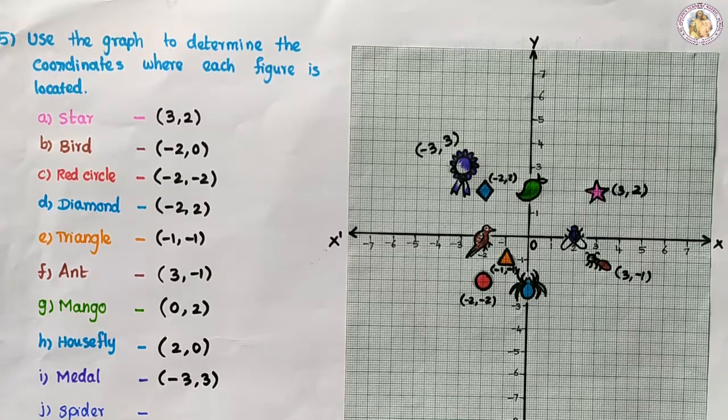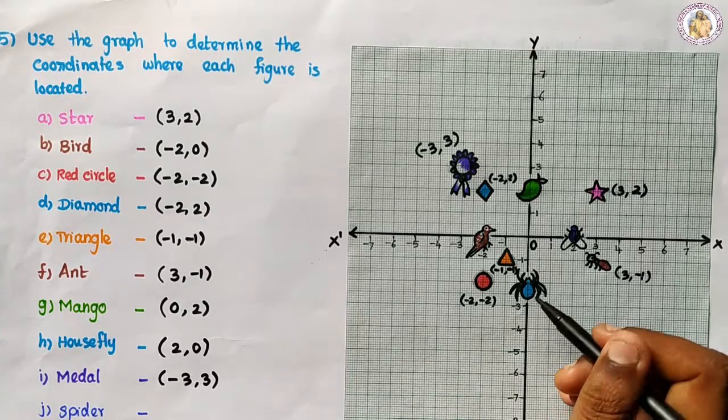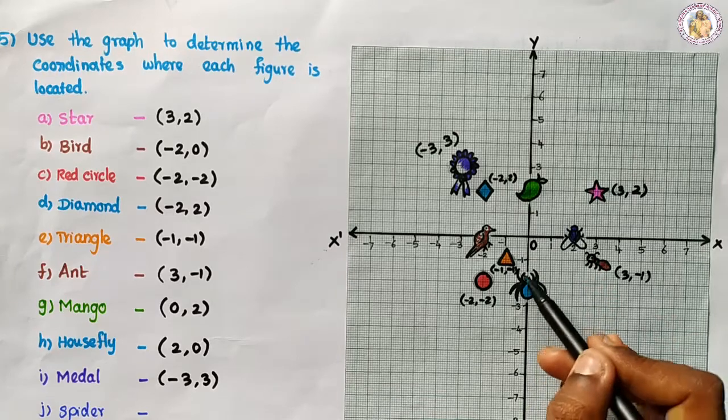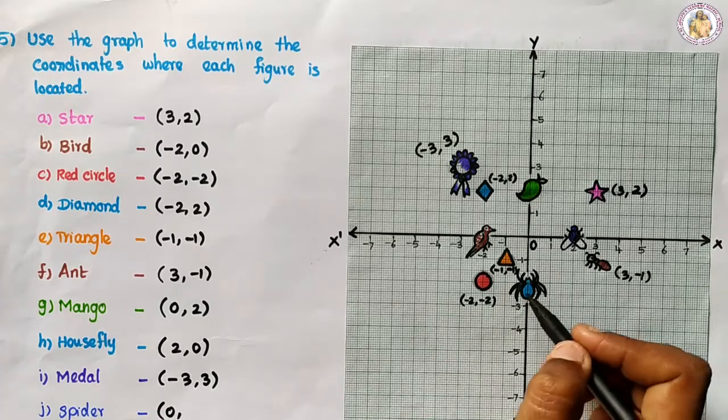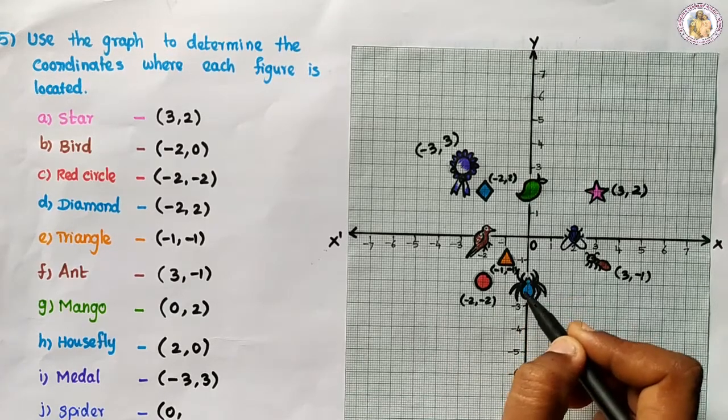And then last one, spider. Spider is located on the y-axis. So x-axis is 0. Y-axis number is minus 1, minus 2.